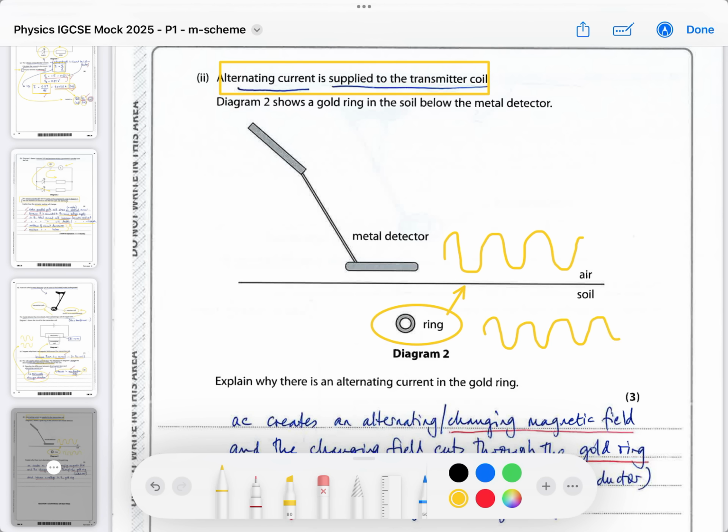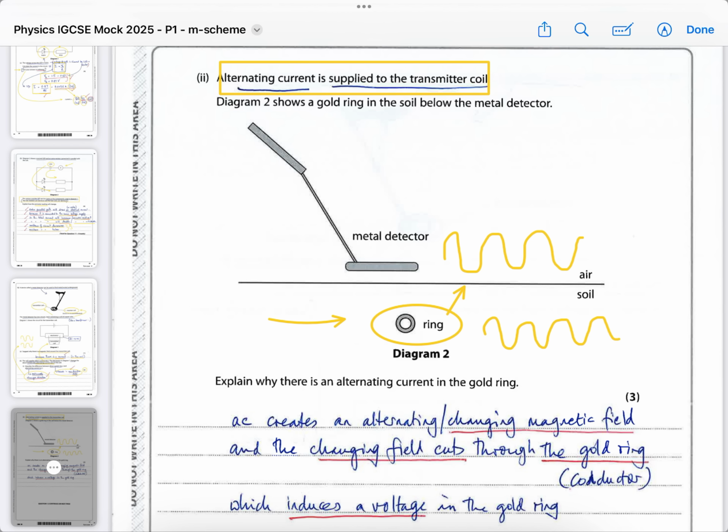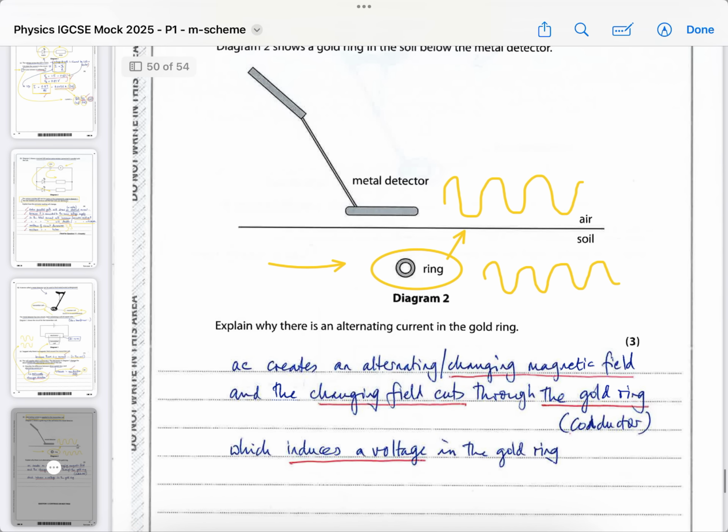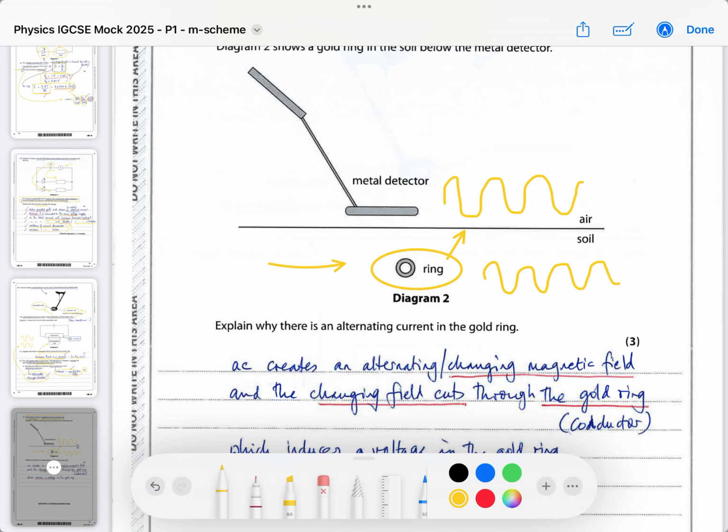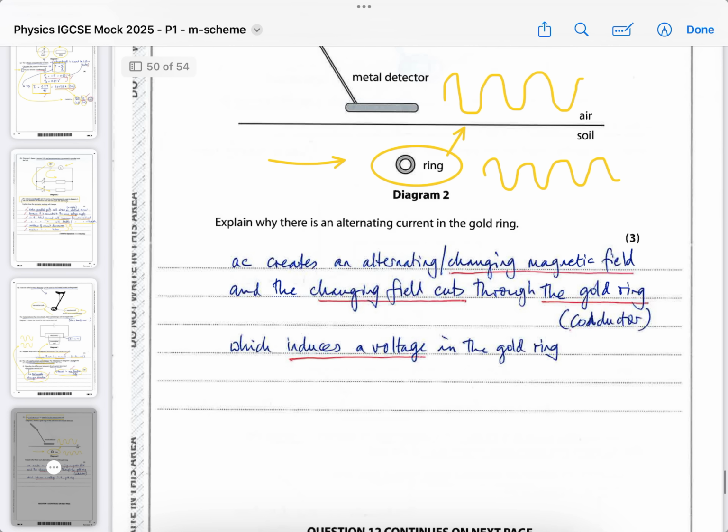So this is the effect of what we call electromagnetic induction. It induces an alternating current in the ring, because the changing magnetic field is cutting through the ring. As long as you've got a changing magnetic field, you will induce a voltage. You are meant to say inducing a voltage rather than a current. Okay? So explain why there is an alternating current in the gold ring.